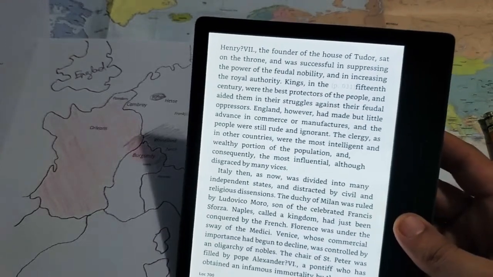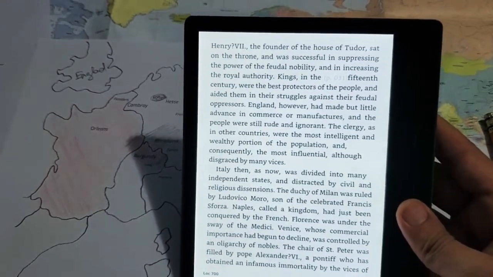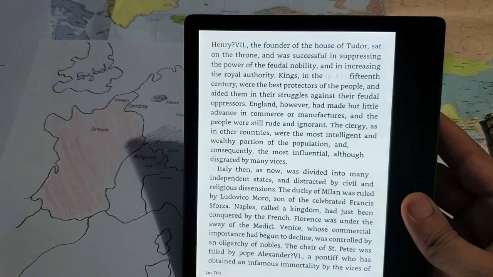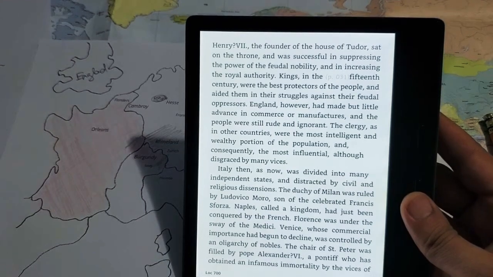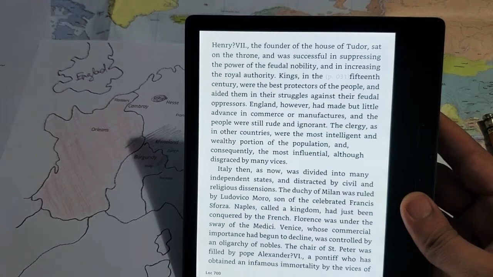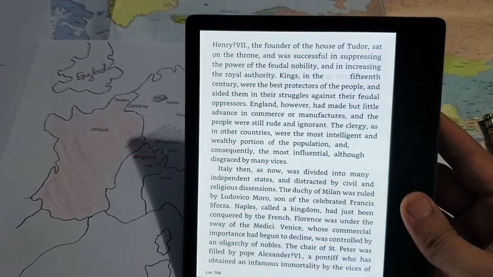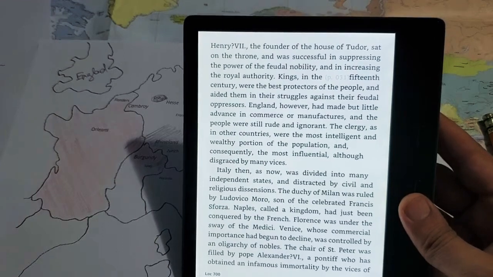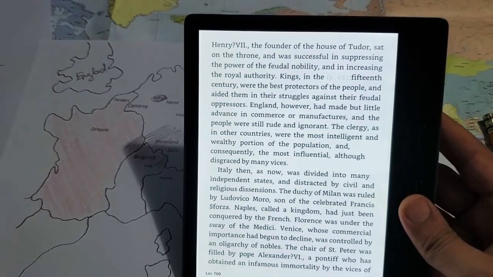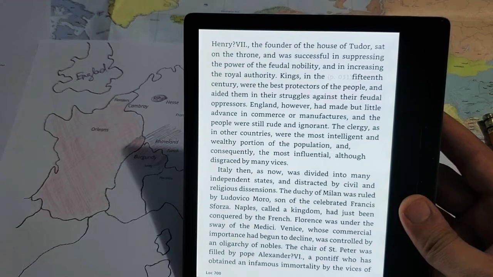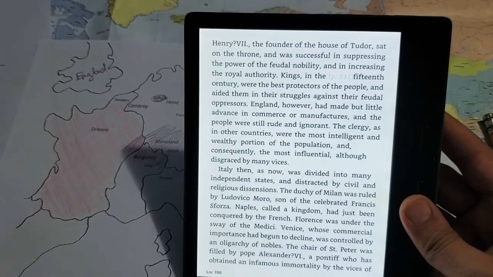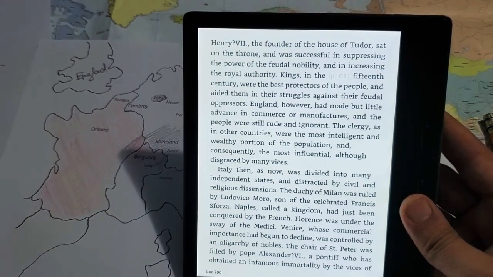Kings in the 15th century were the best protectors of the people and aided them in their struggles against their feudal oppressors. England, however, had made but little advance in commerce or manufactures, and the people were still rude and ignorant. The clergy, as in other countries, were the most intelligent and wealthy portion of the population, and consequently the most influential, though disgraced by many vices. Italy, then as now, was divided into many independent states.